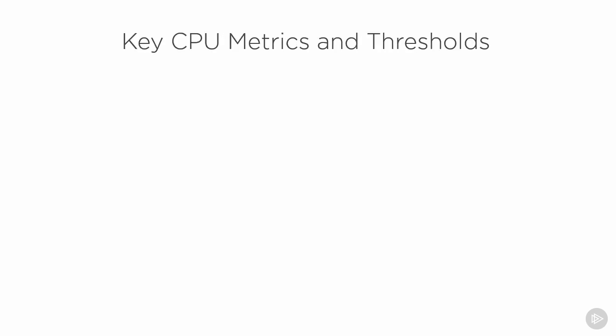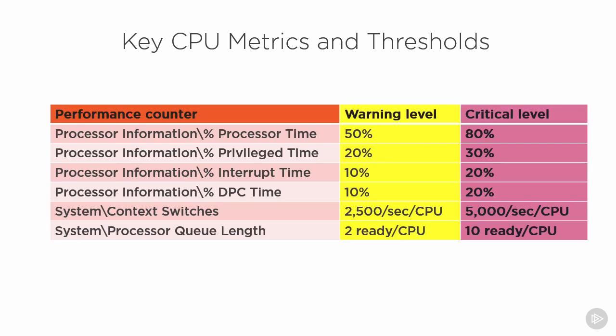So, as you may know, there's literally hundreds of Perfmon counters. So how do you know which ones are important to look at and their corresponding thresholds? Well, let's take a moment to just review some of these key CPU metrics and their corresponding thresholds.